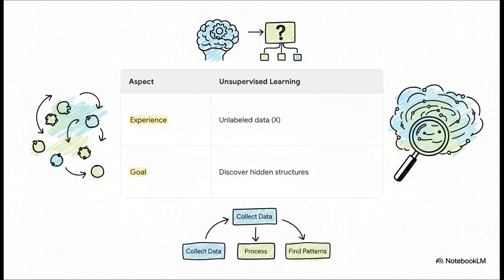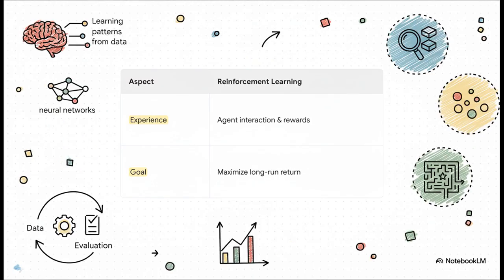So the goal is totally different. This is all about exploration, about discovery. The algorithm's job is to just dive into all that messy data and find hidden patterns or structures or natural groups all by itself. And last but not least, we have reinforcement learning.